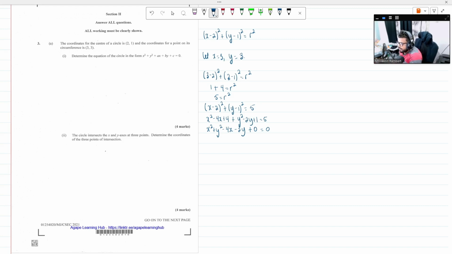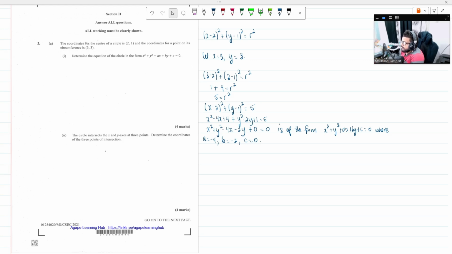So I'm going to say, the set I wanted in the form plus ax, right? So we can leave it like that. The equation is of the form x squared plus y squared plus ax plus by plus c is equal to 0, where a is minus 4, b is minus 2, and c is equal to 0. Cool.